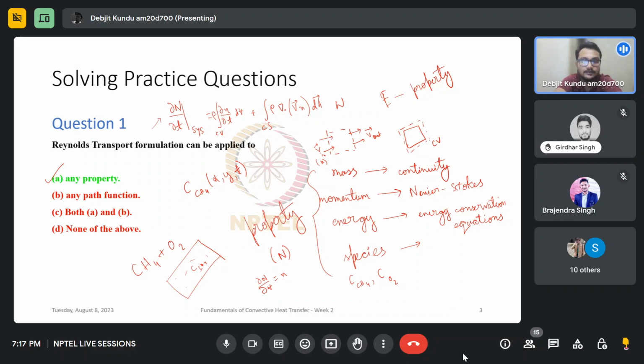In case of momentum, the rate of change of momentum would be equal to the sum of all the forces acting on it. So that way we will get the left hand side of the equation, and the right hand side of the equation we will solve to get more ideas about how small n is distributed as a function of space and time. We solve for it. So this is how Reynolds transport theorem comes to help us.